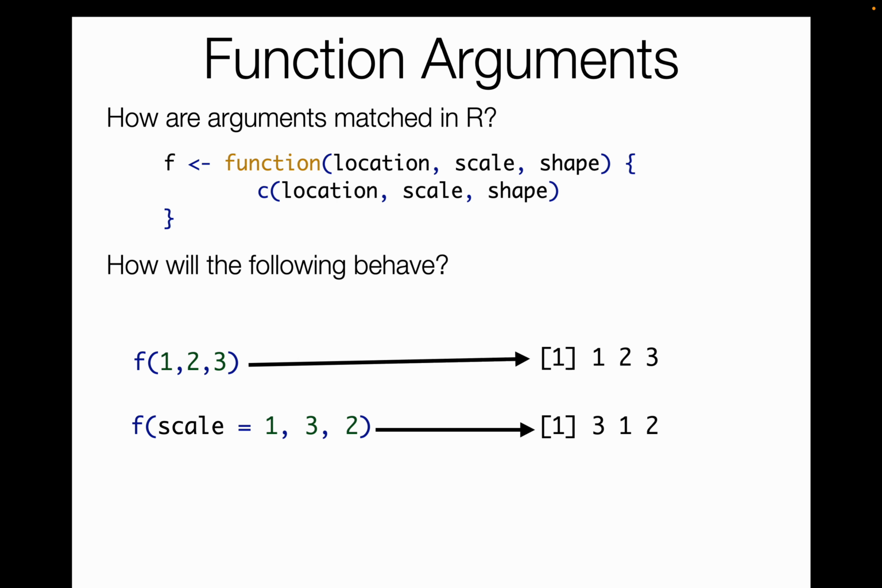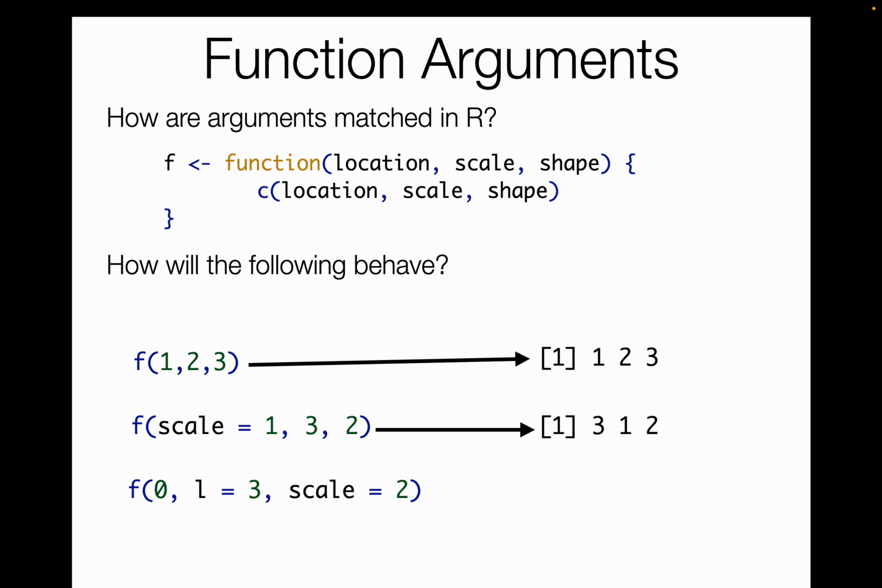Okay, here's the outcome: 3, 1, 2. So I provided scale, and I know that scale is the second argument in the function. And so it's going to match 1 to scale. And then after it does name by what I'd call exact matching, it then goes again to the order with which it was given to the function. So 3 goes to location, 2 goes to shape.